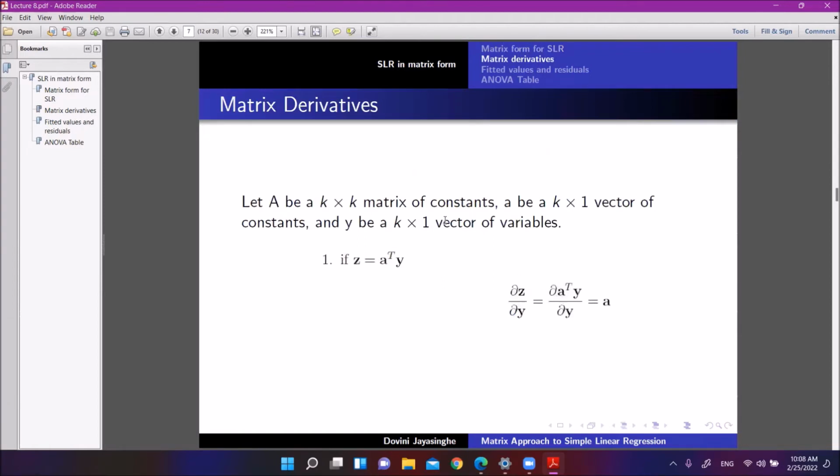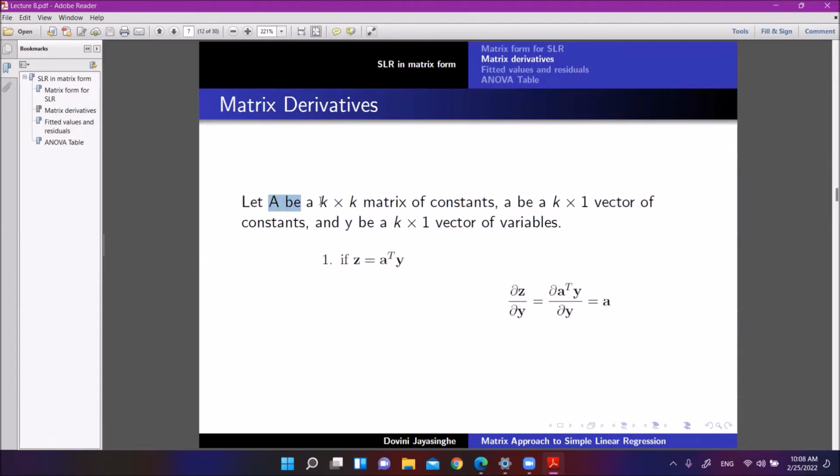So this is just to give you some idea about matrix derivatives, just like we know the derivative of sin x is equal to cos x. So likewise, even matrices have their derivatives. So this is just for your knowledge. Just go through this. So if A be a k by k matrix of constants, and a be a k by 1, so this should be bold type actually, it's a vector of constants.